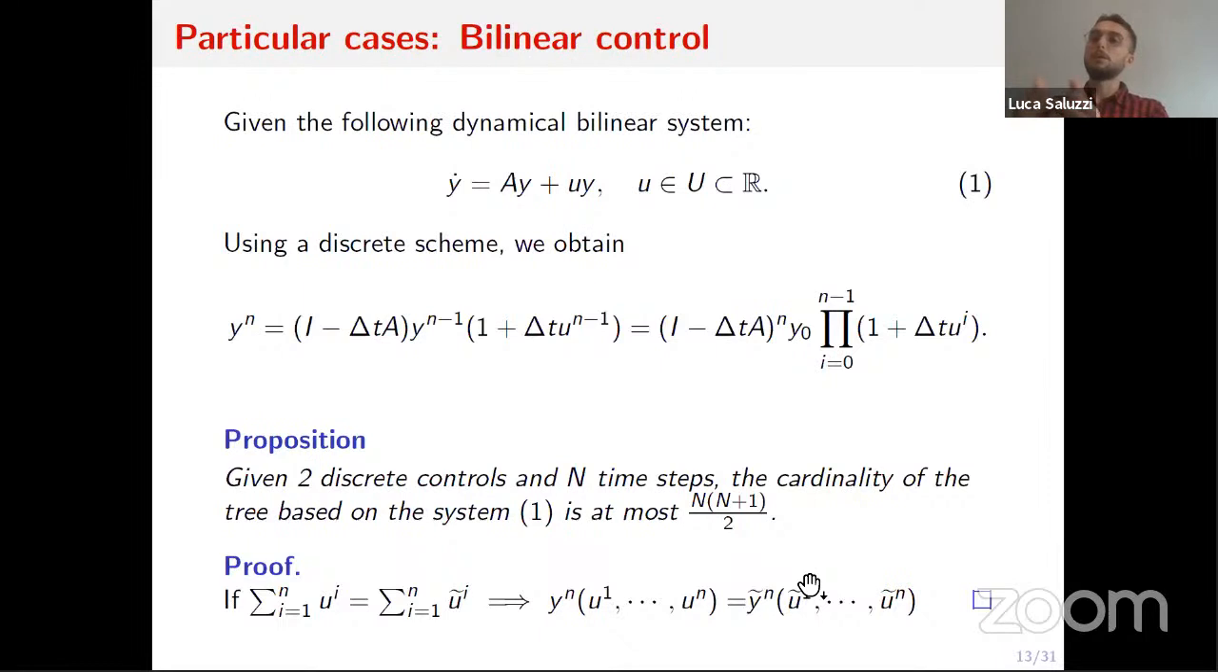So what does it mean? If I'm using -1 and 1, and 1 and -1, the opposite, they coincide. And what does it mean? That we have a huge decrease. You see that the cardinality of the tree is quadratic. So we have a very nice behavior of the cardinality of the tree. Also, in this case, we will see a numerical test in which we will use this proposition. So these are some particular cases that we will see later.